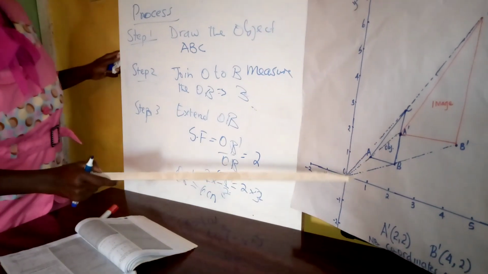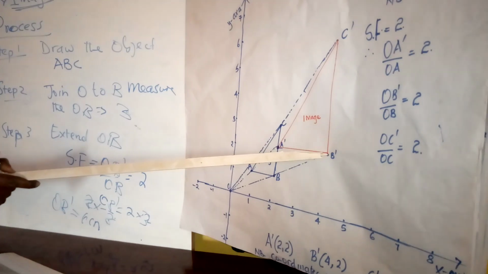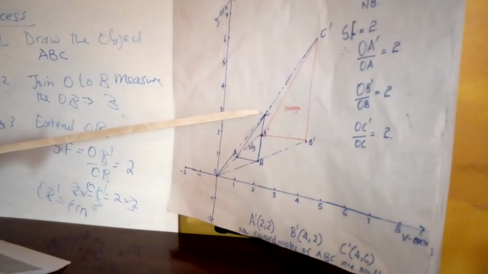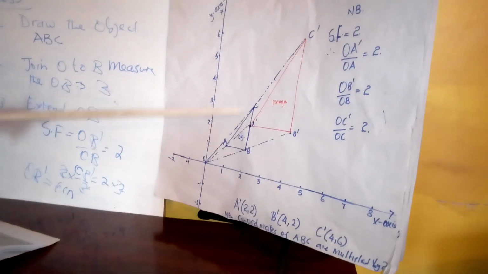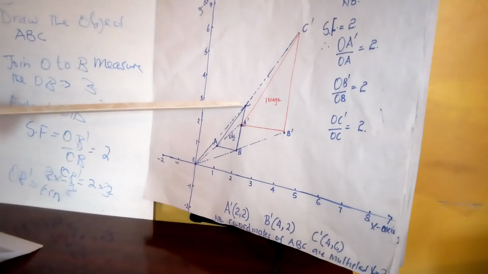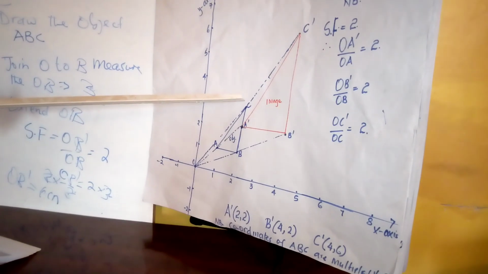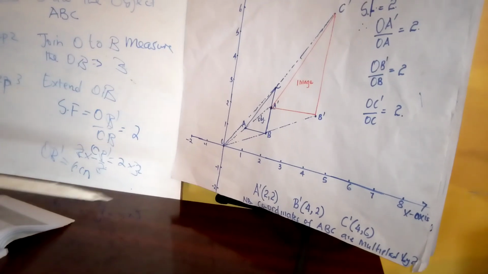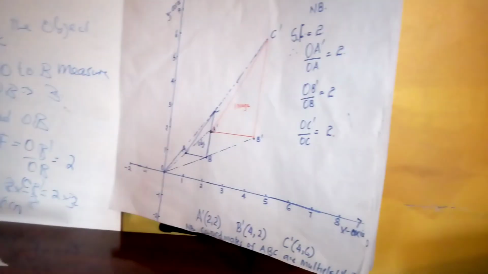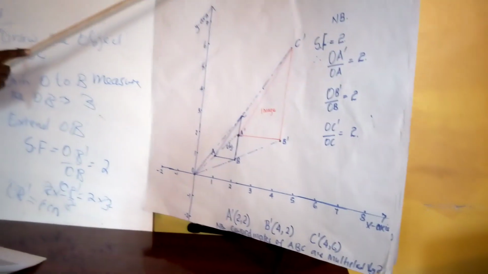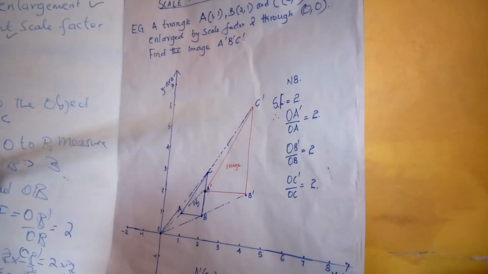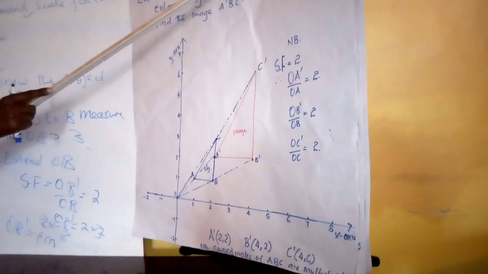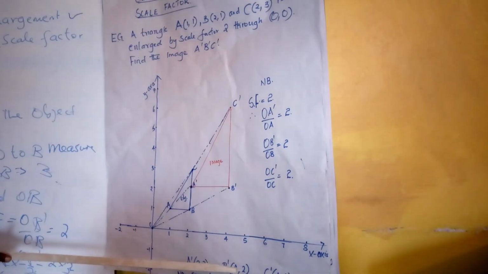So this one from O to B prime is 6 centimeters. Repeat the same process for C, that is, join O to C, extend the line, measure OC. Suppose OC is 4 centimeters, then OC prime will be 8 centimeters. You will realize that when our A was (1, 1), A prime is (2, 2). When B was (2, 1), B prime was (4, 2).